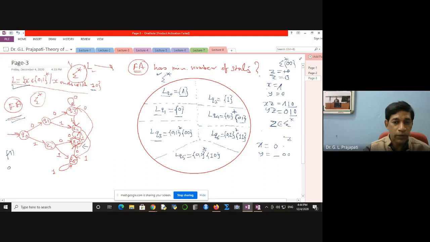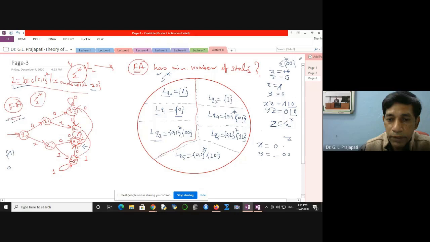Null and 0 are related by equivalence relations, and since 0 and the strings from LQ3 are also not distinguishable, the strings from the set LQ are also not distinguishable from the set LQ0. All such strings are not distinguishable, and hence this corresponds to one equivalence class. For all such strings, your FA should not go to different places.